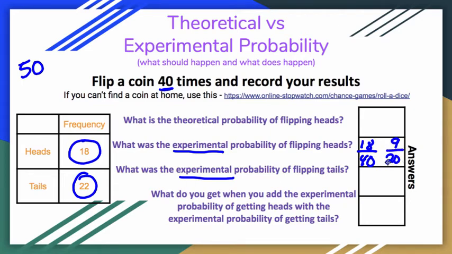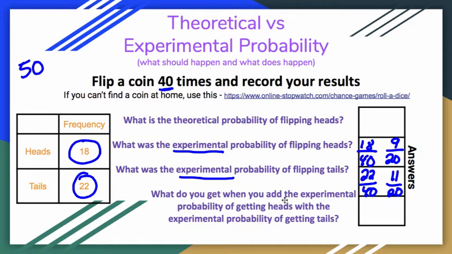And I know we're all getting used to this, so don't stress if you weren't sure what those boxes are for, or how to use the Google form. We're all learning on this one, okay? Then it said, what's the experimental probability of flipping tails? Again, experimental means go to your data. In this case, I flipped tails 22 times out of 40 total tosses. 22 40ths, which is 11 20ths, because I always want to simplify my probabilities, my fractions.